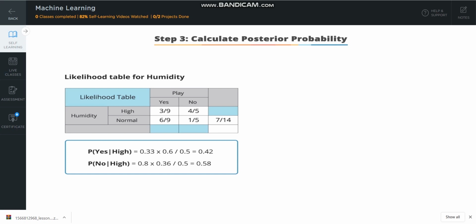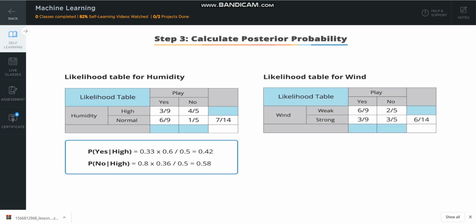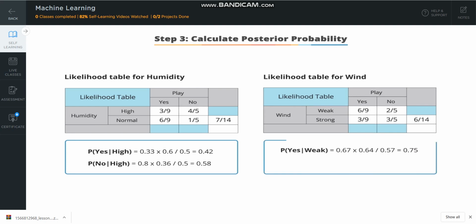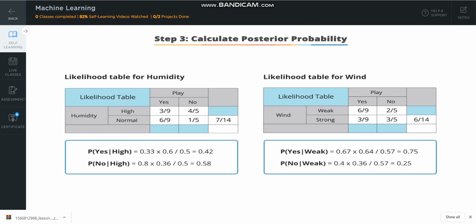From likelihood table for wind, probability of weak wind flow is P(yes|weak) equals 0.67 times 0.64 divided by 0.57 equals 0.75. Probability of strong wind flow is P(no|weak) equals 0.4 times 0.36 divided by 0.57 equals 0.25.